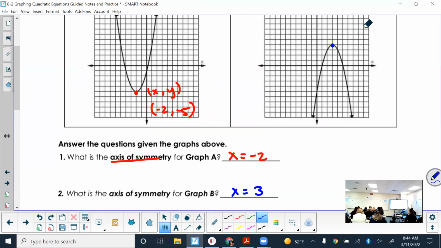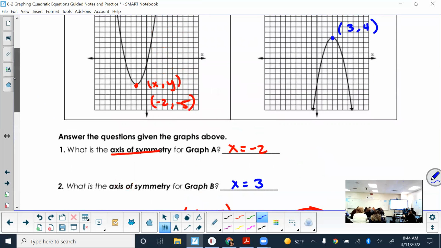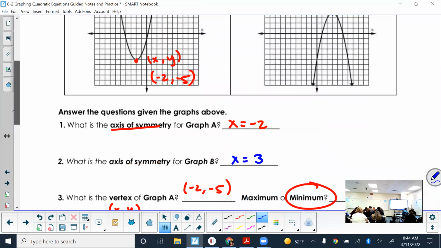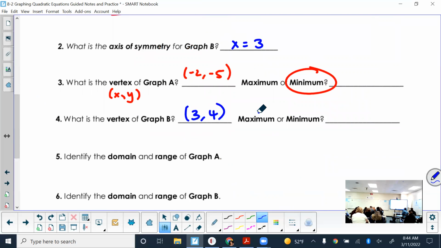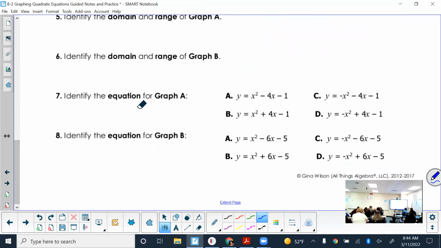All right, what's the vertex of graph B? 3, 4 is correct. So to the right is my positive axis. Going up is my positive y's. So good. Identify where it would be in the middle. And is this one a maximum or a minimum? A maximum, because now it's the highest point on your negative parabolas. Good. Domain and range we'll skip just because we've already done lots of examples of those all year.